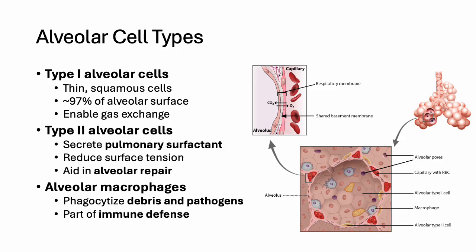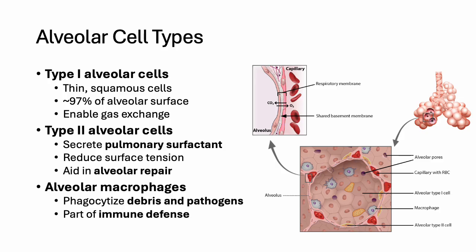Next, type 2 alveolar cells, or type 2 pneumocytes. These are cuboidal in shape and are scattered among type 1 cells. Their most critical function is to secrete pulmonary surfactant, a liquid protein substance that reduces surface tension within the alveoli. This surfactant prevents alveolar collapse during exhalation and ensures that the lungs can reinflate easily with the next breath. Type 2 cells also play a role in alveolar repair if injury occurs.